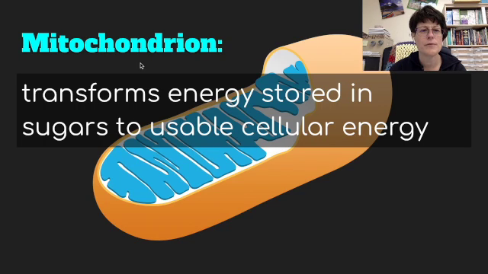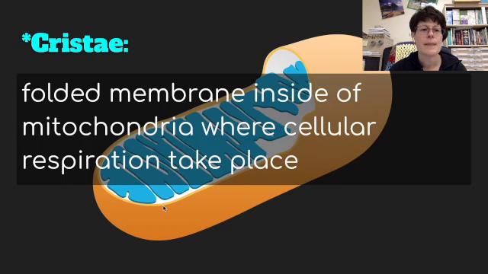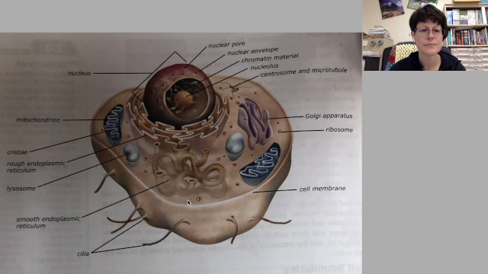Inside the cytoplasm, you'll find mitochondria. These transform energy stored in sugars to usable cellular energy. So here is a mitochondria. They tend to kind of look like kidney beans. They have cristae in them. This is the folded membrane inside of the mitochondria where cellular respiration takes place. So these blue folds in the background, those are called cristae. And here we can see that right here. What the cristae do is they increase the surface area for cellular respiration, and so you can see those mitochondria there.